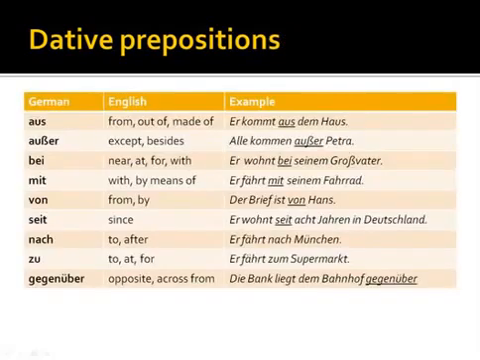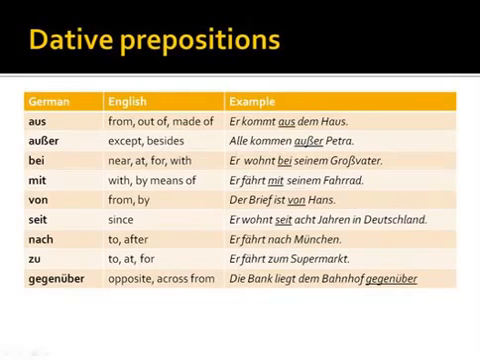I have a list here on the screen. I'm going to go through these one by one. The first one is aus, and there's actually sort of a jingle. It's the one I learned when I was learning German. It's based on, I think, Strauss's Blue Danube. It goes aus, außer, bei, mit, von, seit, nach, zu, gegenüber. Gegenüber being the one that doesn't really fit into the rhyme, so it comes at the end.